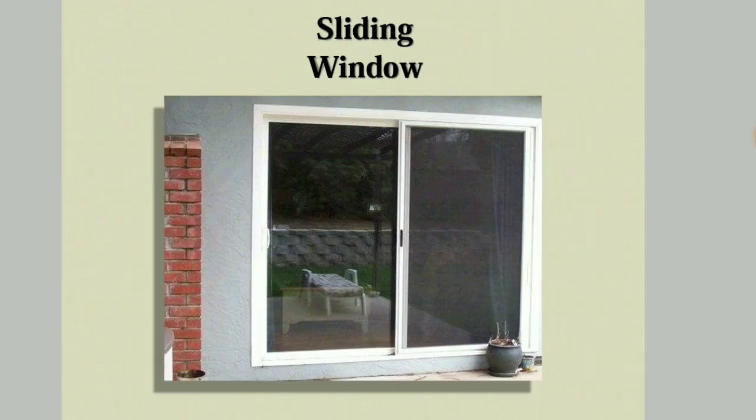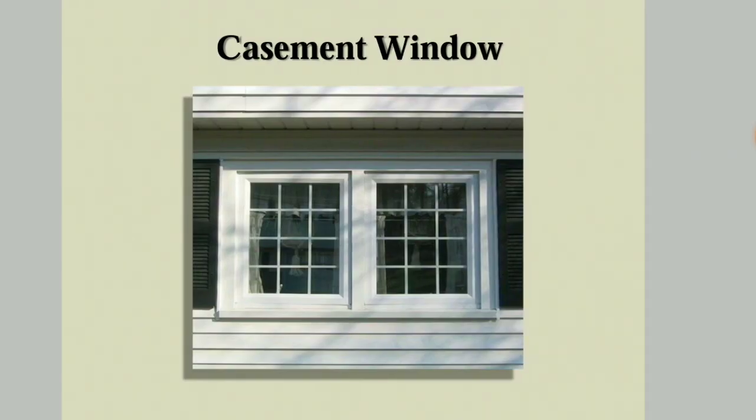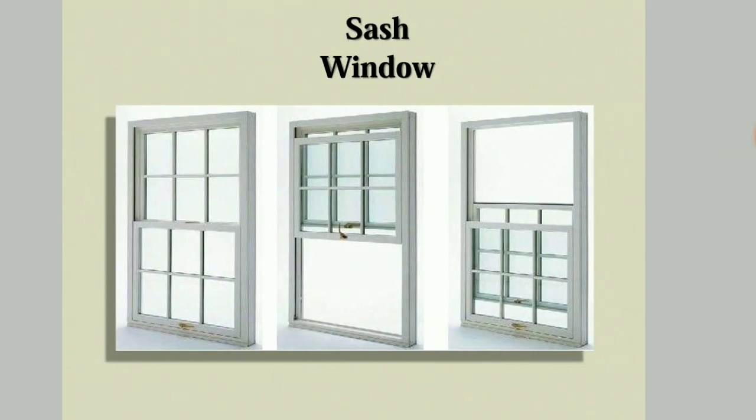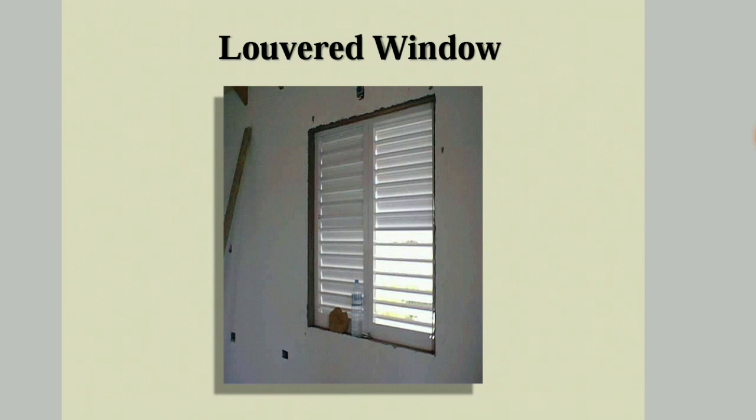Next, a sliding window. This is also most commonly seen, sliding window. Casement window, which consists of individual glass door, and in between that we'll be having a grill, that is casement window. Sash window, one portion will be plain glass and one portion will be casement, both will be there, then it is called sash window. Lowered window means small sleeves will be there. Here you can see small sleeves.